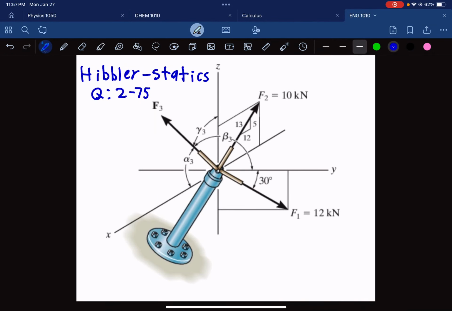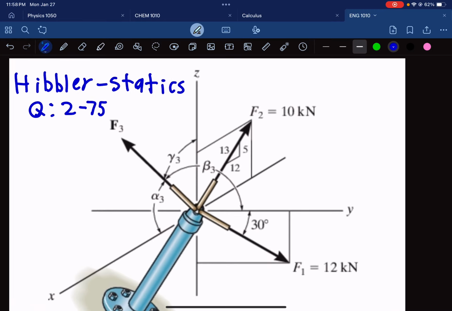Hi guys, so today we're going to be going over Hibbler Statics question 275. So the goal is to find the magnitude of F3 and the coordinate direction angles alpha, beta, and gamma. So let's get right into it.